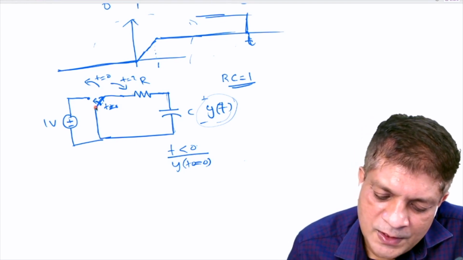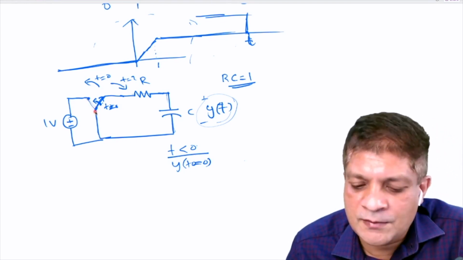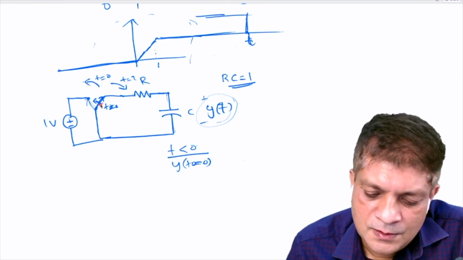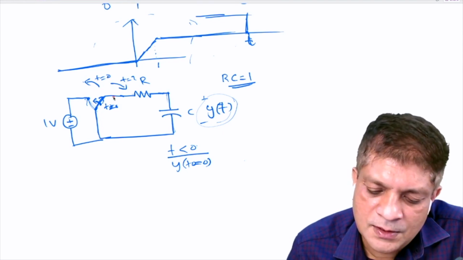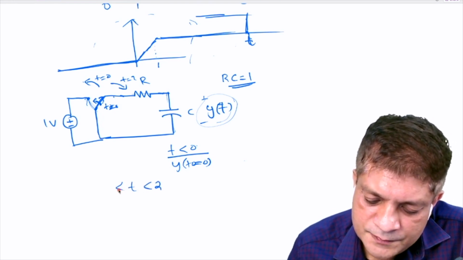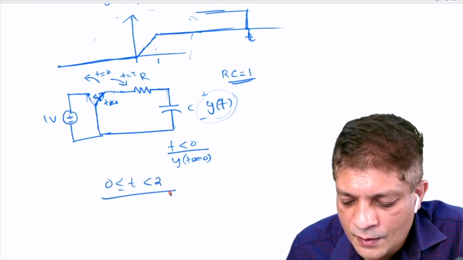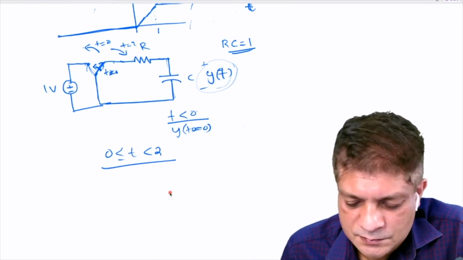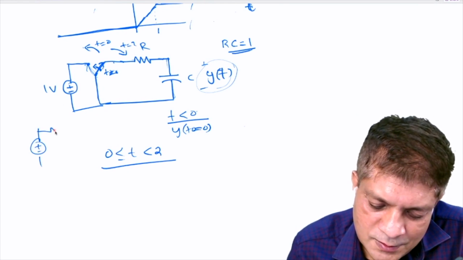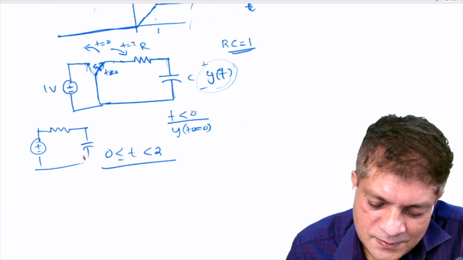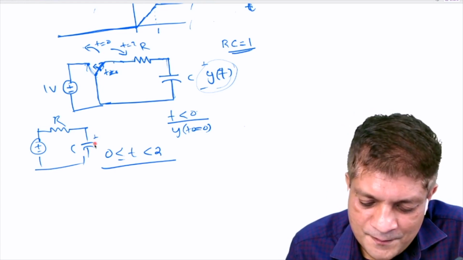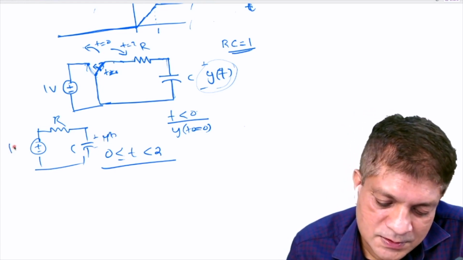Okay. Now, when the switch is in this position, in which interval is it in that position? It moves towards the left at t equal to 0 and then back at t equal to 2. So if you consider this interval, t between 0 and 2, what happens? What is the equivalent circuit? Is it this, the RC circuit with plus minus 1 volt source?